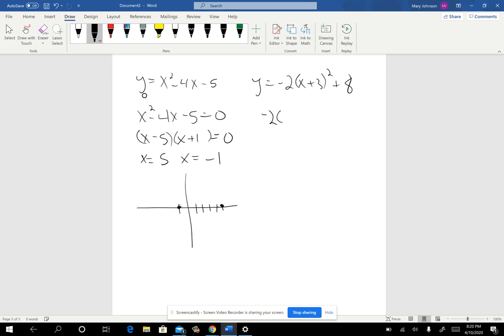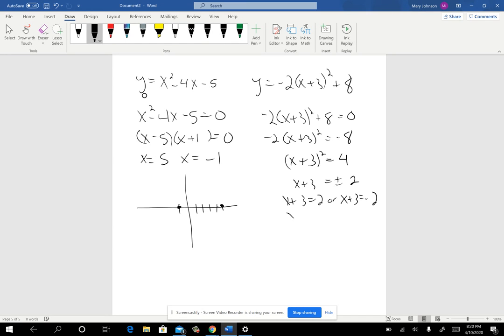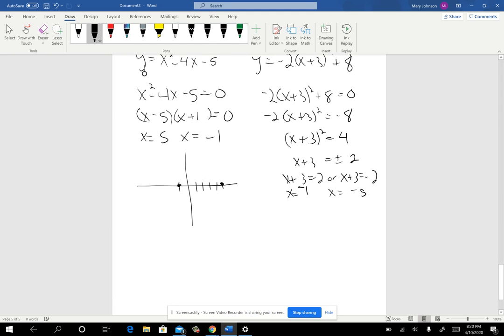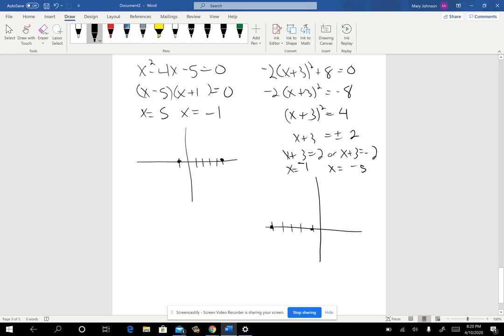And then the other one, when we looked at finding x-intercepts there, with this particular one, the square root method worked well. So you took away the 8, then you divided by negative 2, which gave you a positive 4 on the right. And then you square rooted both sides and wound up with x plus 3 equaling 2, or x plus 3 equaling negative 2. So you came up with an x-intercept of negative 1 and an x-intercept of negative 5. Now this one you knew would have x-intercepts at negative 1 and negative 5, and this parabola was going to open down. So this one opens up, okay, this one opens down.